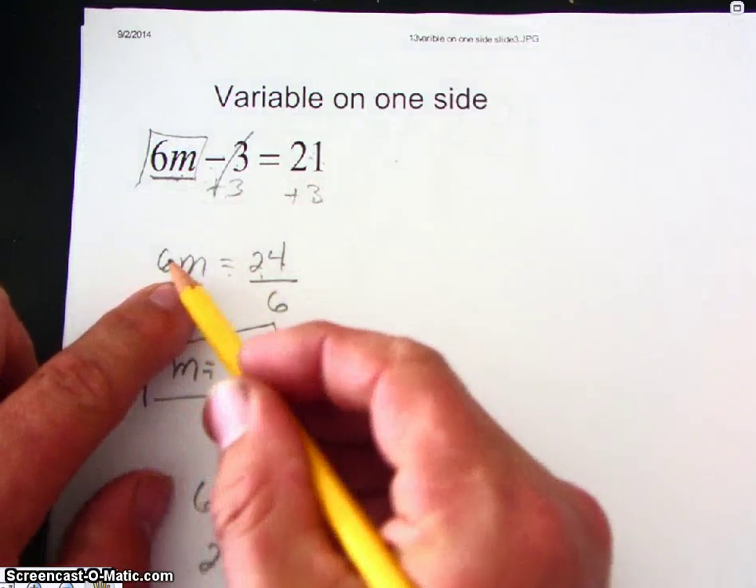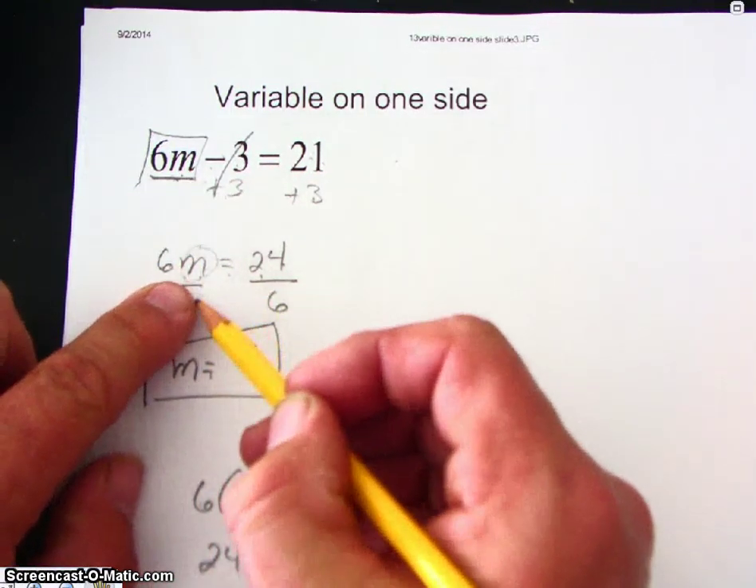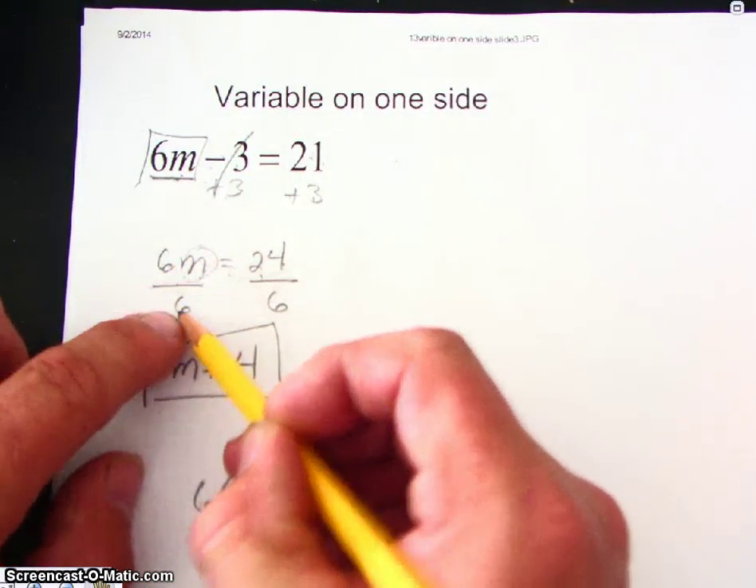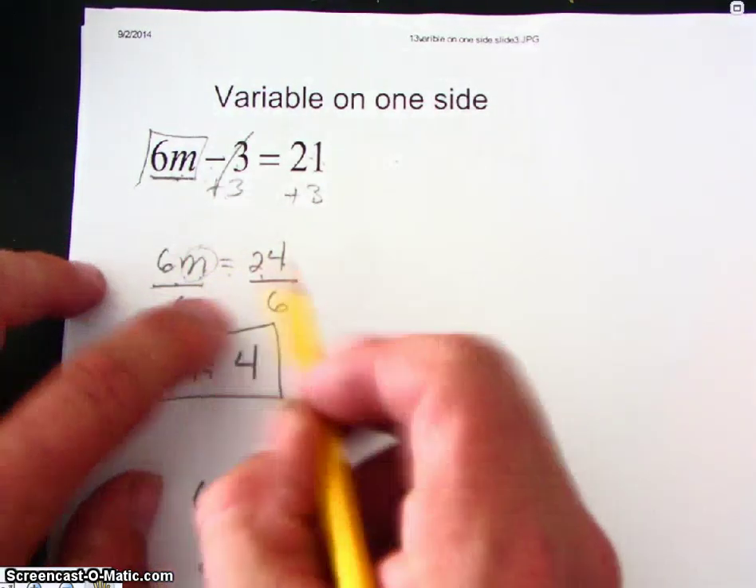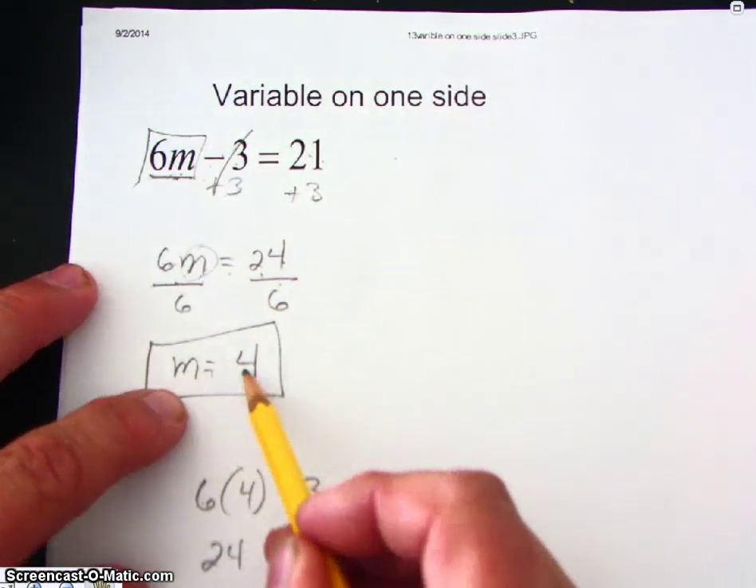Now my last step will always involve multiplication or division. So I have to get rid of the 6, because I have to isolate m. I have to get m by itself. So this is 6 times m. Therefore I'm going to divide by 6 because it's the opposite of multiplication. What I do to one side, I have to do to the other. So therefore I get m is equal to 4.